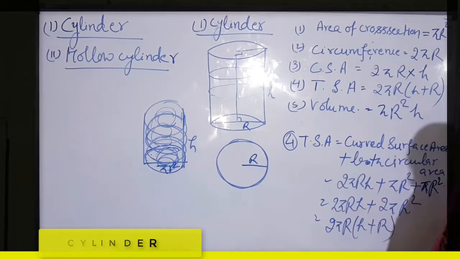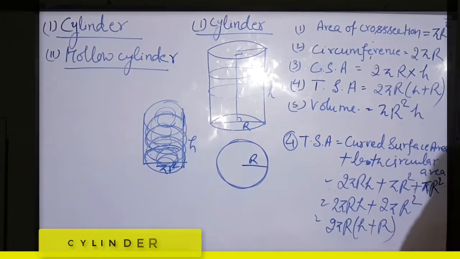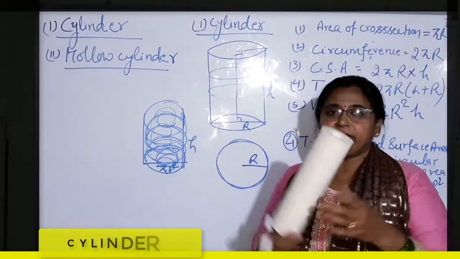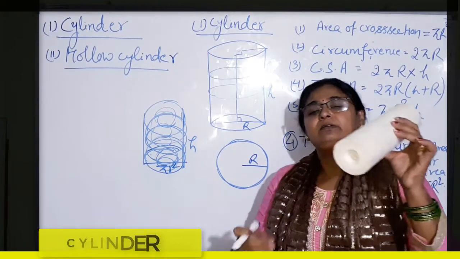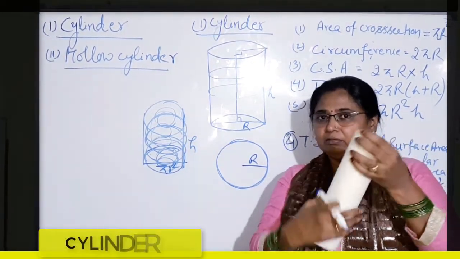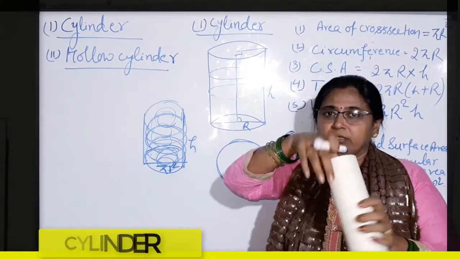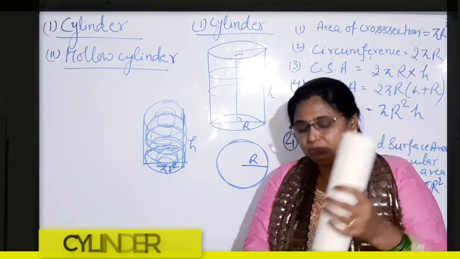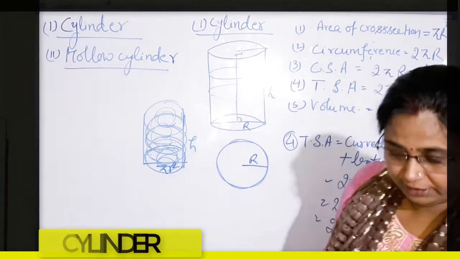Now the next topic is the hollow cylinder. A hollow cylinder is like this. Think that in the middle it is empty. The external portion is given, the internal portion is given, and the whole middle portion is hollow. That is a hollow cylinder.